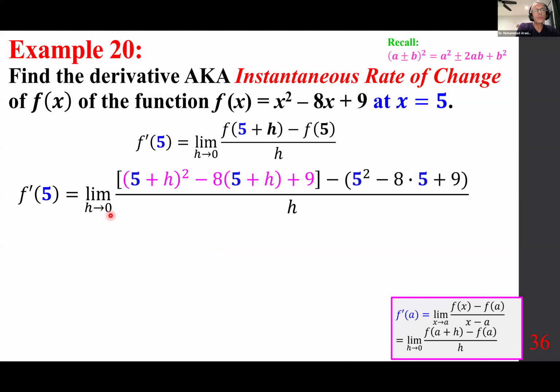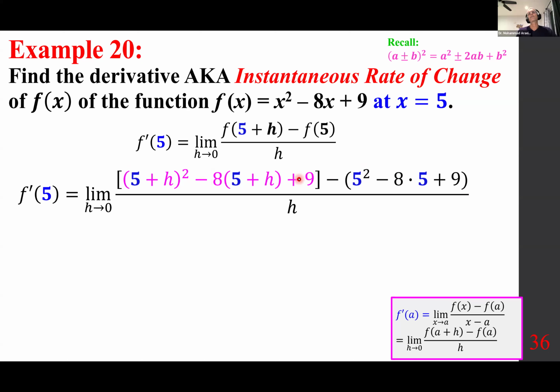So the limit as h approaches 0, a large fraction bar, the denominator is h, (5 plus h) squared minus 8 times (5 plus h) plus 9, and this is minus (5 squared minus 8 times 5 plus 9). Now, we remember (a plus b) squared is a squared plus 2ab plus b squared. So (5 plus h) squared is 25 plus 10h plus h squared. This is minus 8h.